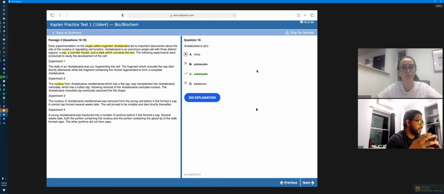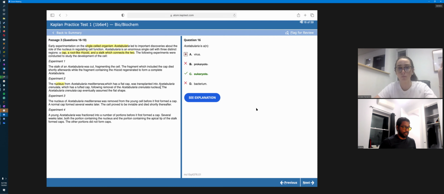So why are we doing that? We're taking the nucleus out of the flat cap, and we're putting it in. This second thing, the Crenulata, the one we're putting it in, doesn't have a nucleus. We removed it. This nucleus we're removing isn't the one that we just put in, though. Correct. So now it only has the other guy's nucleus, the flat guy's nucleus.